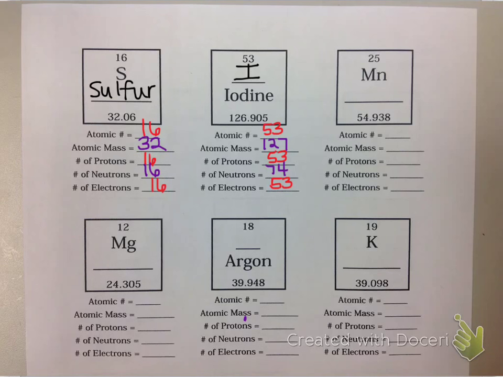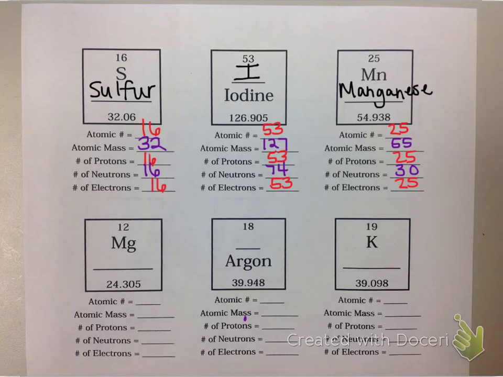Mn is the symbol for manganese. That's M-A-N-G-A-N-E-S-E. My atomic number is 25. That means my protons are 25 and my electrons are 25. My atomic mass is 54.938. I'm going to round that up to 55 just so it's easier. And then if I have 55 total things in my nucleus, 25 of those are protons, then 30 are left to be neutrons.